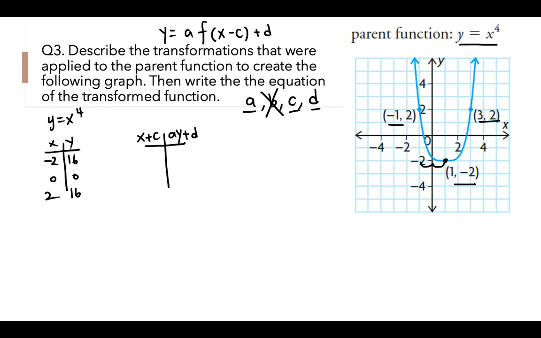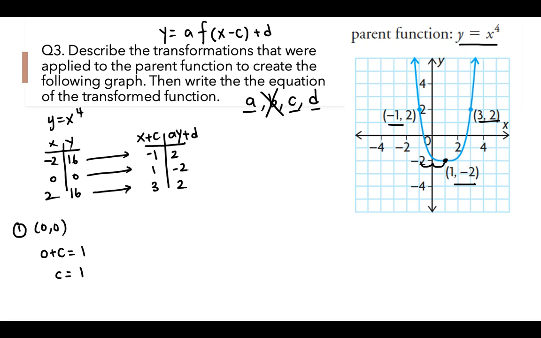Okay, and then let's write down the points, (-1, 2), (1, -2), and (3, 2). So as you can see, they correspond to one another. So I'm going to use a center point (0, 0) for my first equation. So for c, if I were to plug it in, 0 plus c equals 1. So I'm plugging x as 0, then c is going to be 1. So it works perfectly.